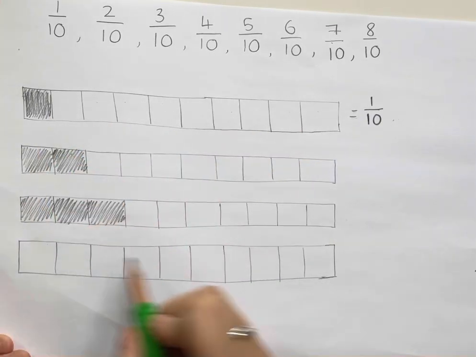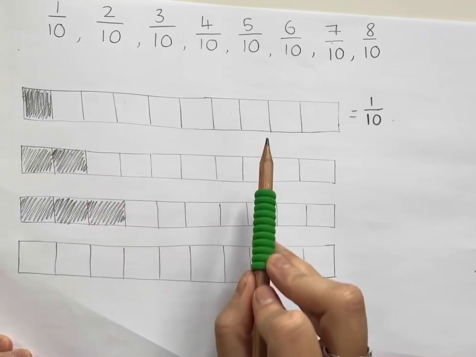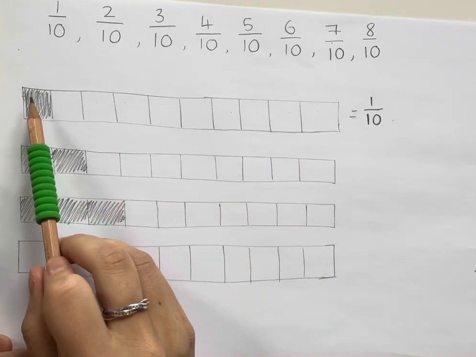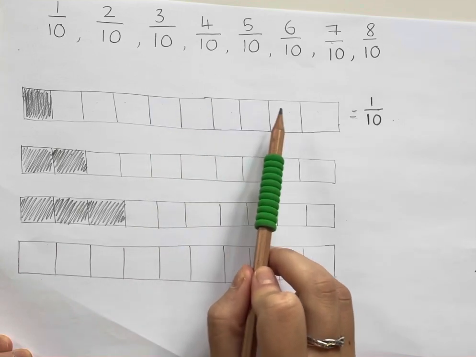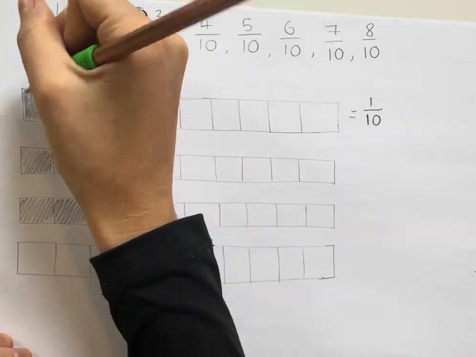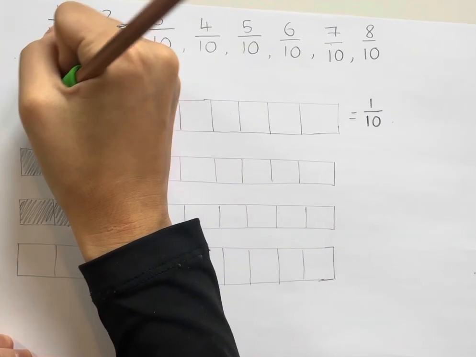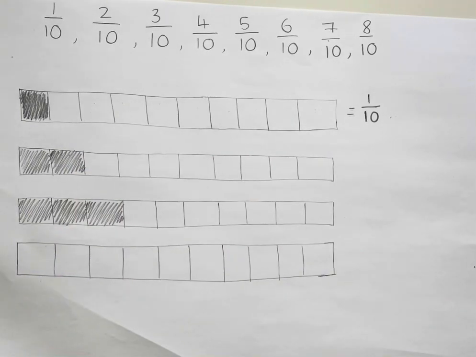Here we have a different way of showing tenths. So we have a shape which is split into 10 equal parts. 1, 2, 3, 4, 5, 6, 7, 8, 9, 10. And because there is one part of this shape shaded in, that shows that this shape here represents 1/10.